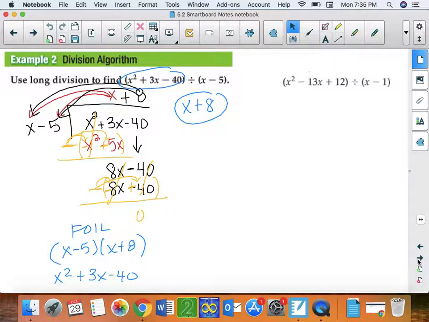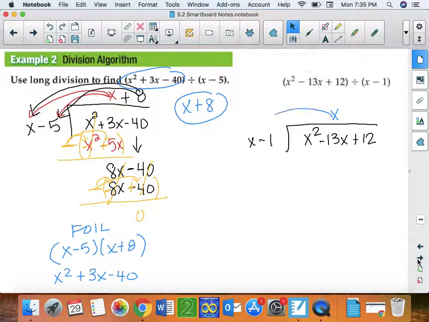The next one, I'm going to do the same thing. So we're going to get it set up here, x squared minus 13x plus 12. We're dividing by x minus 1. So again, I'm saying, what times x will give me x squared? And we know that that is an x.